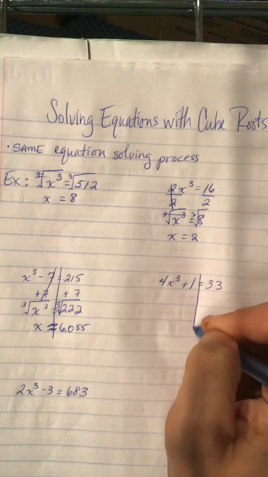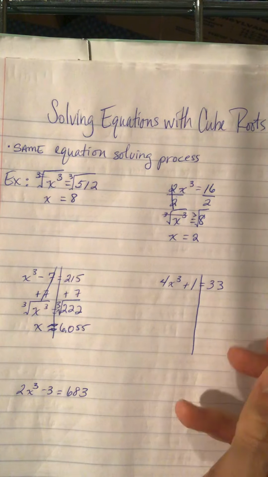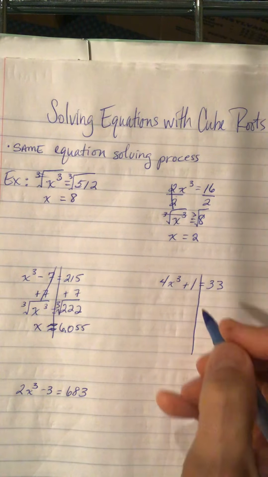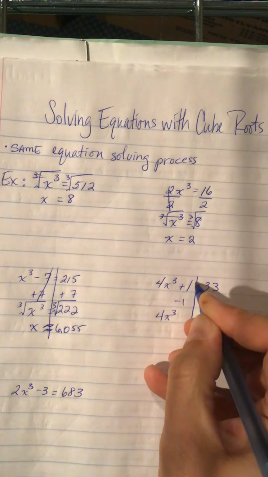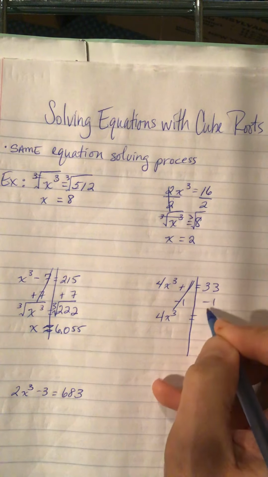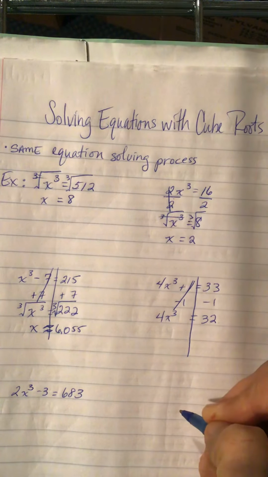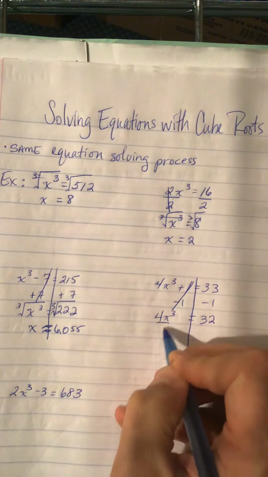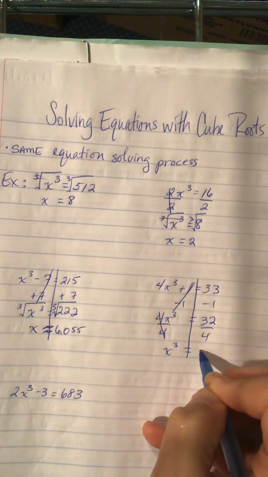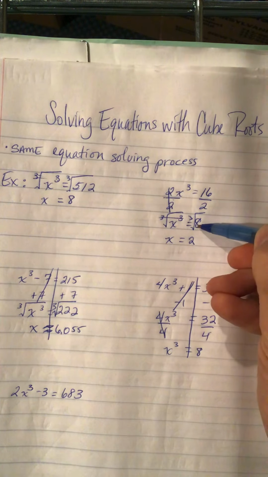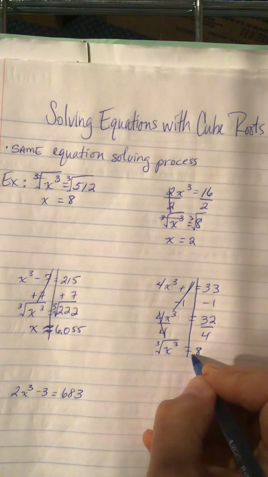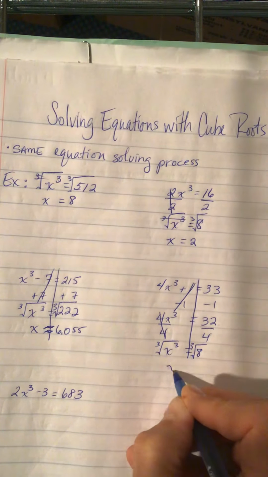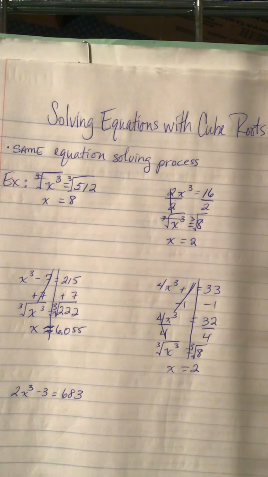Here we've got a little more difficult one. Just like normal, we're going to get rid of the constants, so we're going to subtract 1 from both sides. So 4x cubed, 1 minus 1 is 0, that goes away, equals 32. We're going to divide both sides by 4. X cubed equals 8. And hey, look, we're at the same place we were right up there. If we take the cube root of both sides, we see that once again x equals 2.